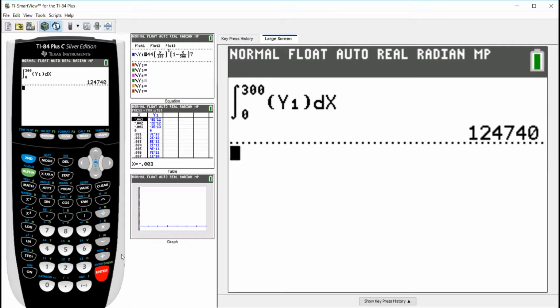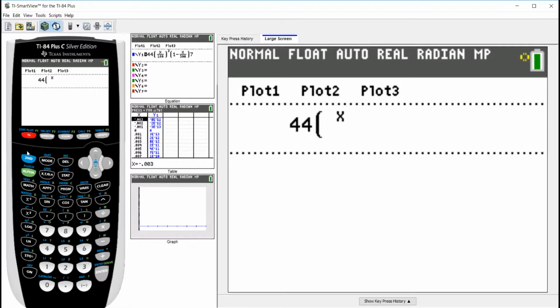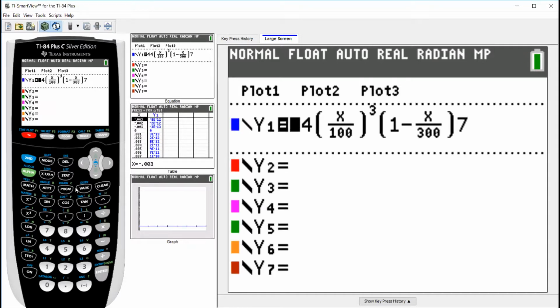So it says, how many people enter the line for the escalator? People enter the line at a rate. No, that's right, 0 to 300. So the question is, did I put it in wrong? 44, t over 100, to the third, times 1 minus, times 7. Naughty, naughty. Why did you people not say something when I made this mistake?